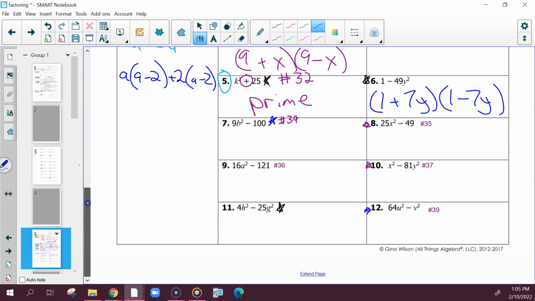I had something like number 9. You may have to think about your perfect square. What would your 2 factors be? 4a plus 11 and 4a minus 11. 4 times 4 gives you 16. a times a gives you a squared. 11 times 11 gives you 121.